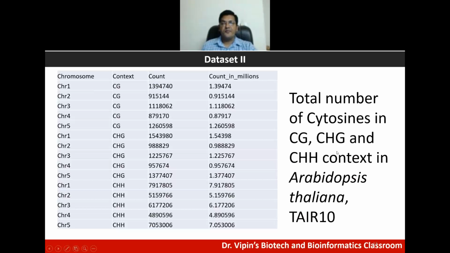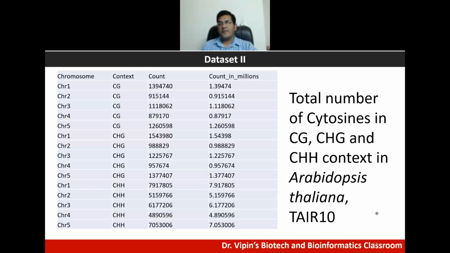Arabidopsis has 5 chromosomes. So you have this chromosome-wise distribution. You have chromosome 1, 2, 3, 4, 5. And then there are 3 contexts, the CG context, the CHG context, and the CHH context, right? And this is the count that you have in CG context in chromosome 1. And this is the count in millions, the count divided by 10 to the power 6. So this is the data that we have.